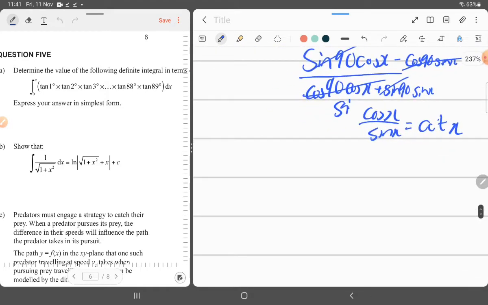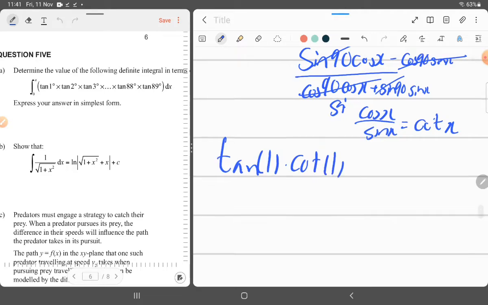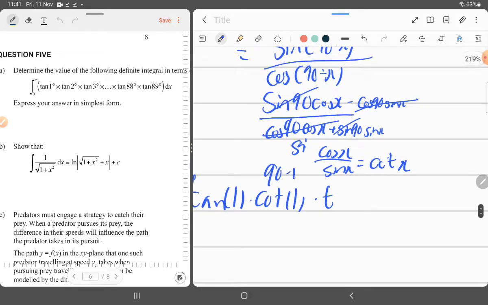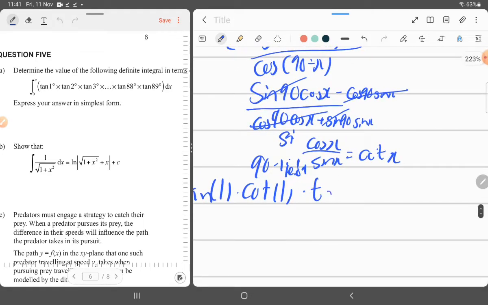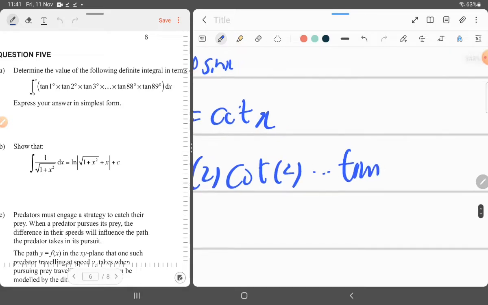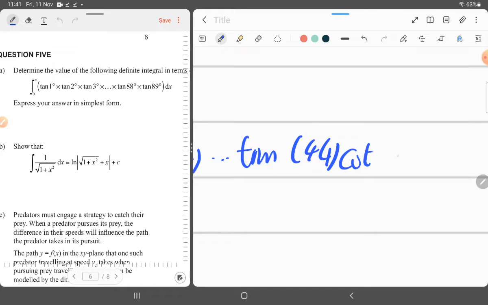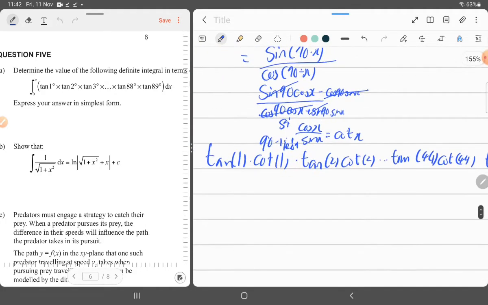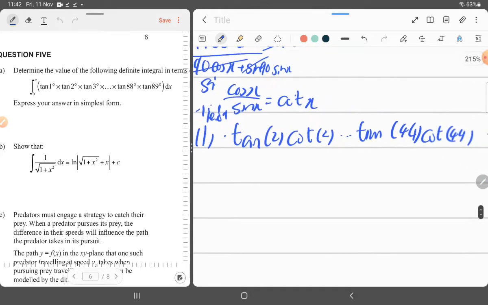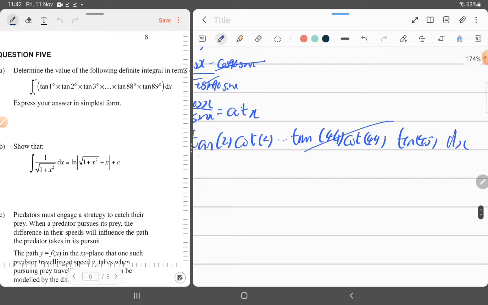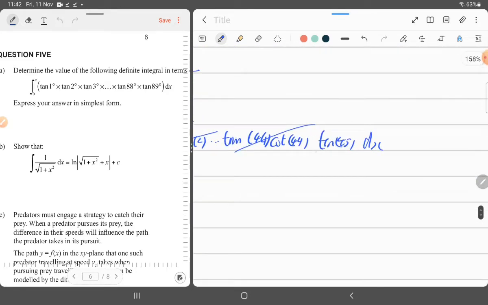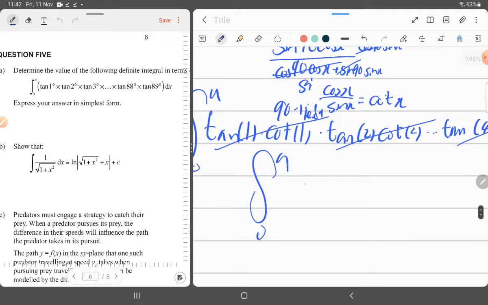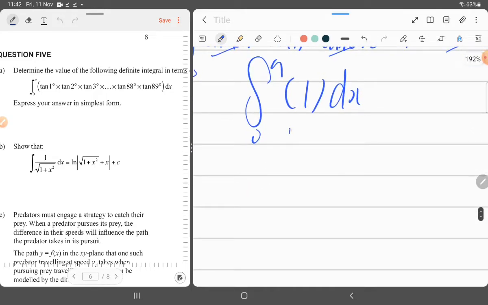So we can then pair up: tan 1 times cot 1, which is tan of 90 minus 1, i.e. 89, tan 2 all the way up to tan 44 cot 44. Then it would just be tan 45 at the end. So this is just 1, and the integral from 0 to a of 1 dx, which is just a.